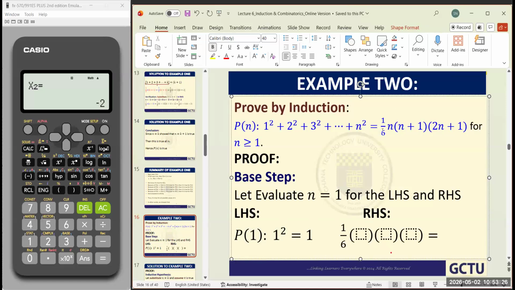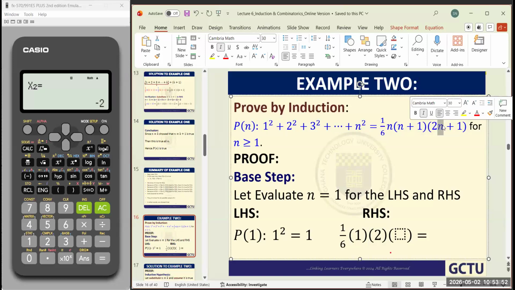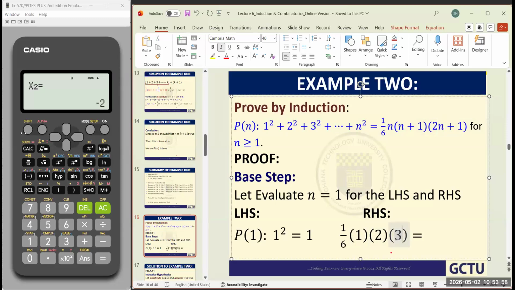Now the right-hand side is 1 over 6, n, n plus 1, 2n plus 1. And remember, we are substituting n is equal to 1. So the first value n here, I'm going to place the value 1. So that is 1. Now, the second value here will be 1 plus 1, and you know 1 plus 1 will give you 2. Now, when we put n is equal to 1 here, I'm going to get 2 times 1 plus 1. And 2 times 1 is 2, plus 1 is 3. Okay, so what is 1 over 6? 1 divided by 6.